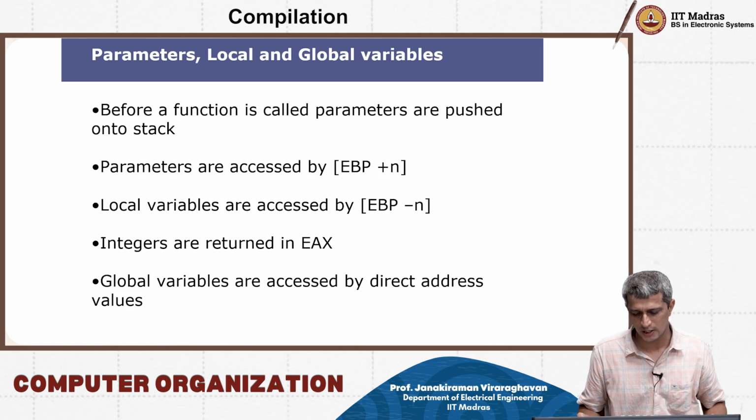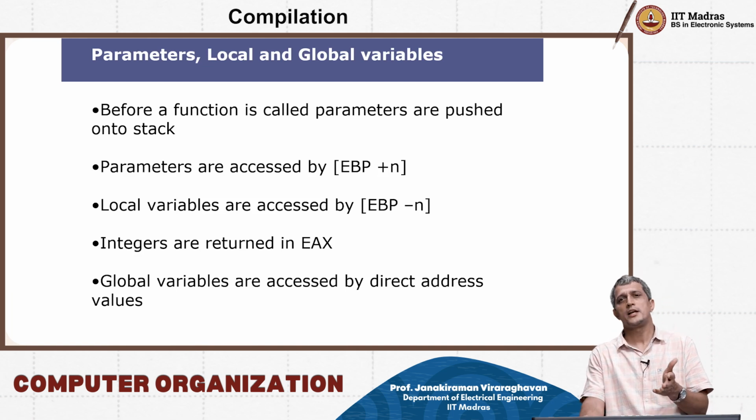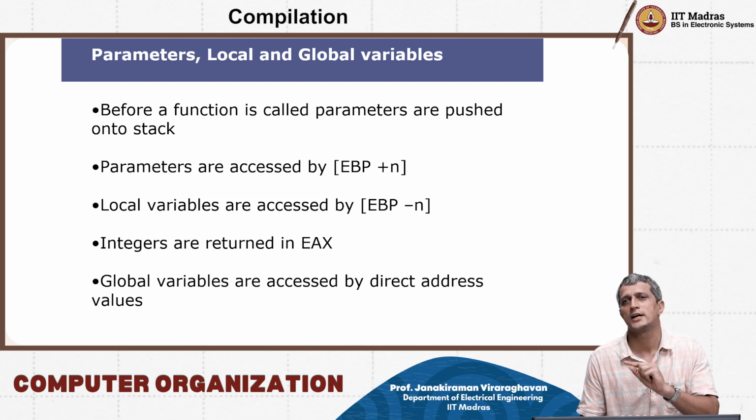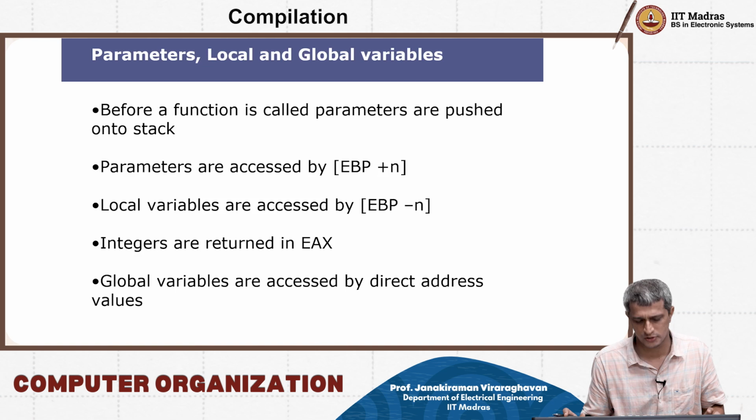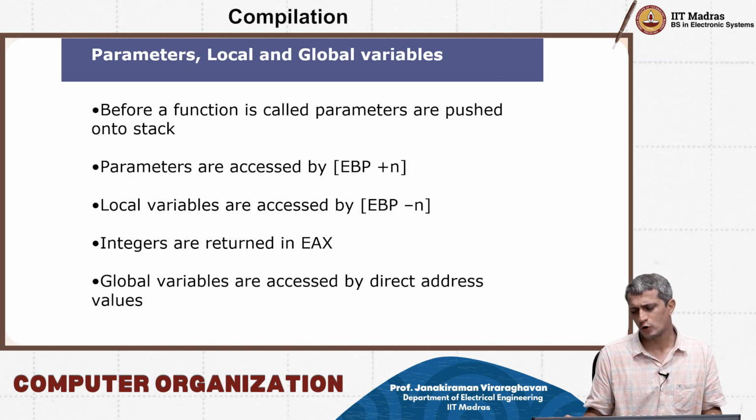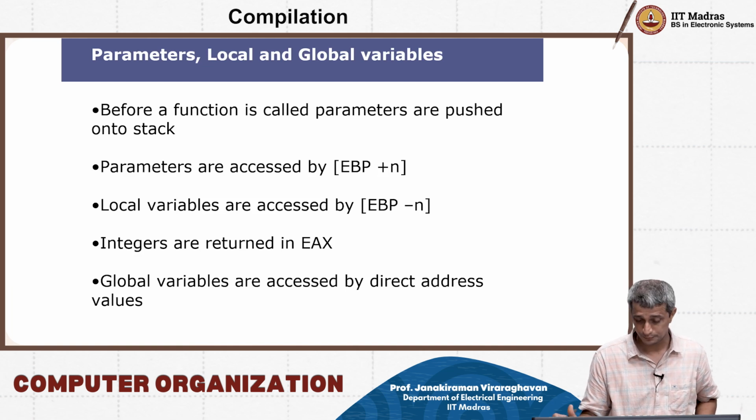So we'll come to this a little later, but since it is only one return value, we can assign a register to actually do this transfer from the called function to the calling function. Whatever value has to be returned, we'll put it in EAX register. For example, integers are going to be passed back through EAX register, right? And of course, global variables are going to be accessed by direct address, okay?